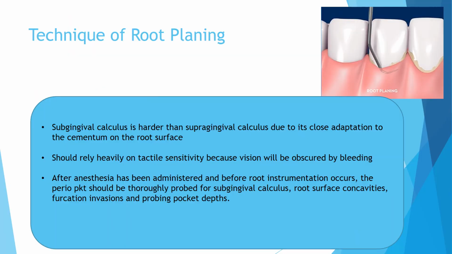So coming to the technique of root planing. As you know, subgingival calculus is harder than supragingival calculus due to its close adaptation to the cementum on the root surface. So we should rely heavily on tactile sensitivity because the vision will be obscured by bleeding. After anesthesia has been administered and before root instrumentation occurs, the periodontal pocket should be thoroughly probed for subgingival calculus and for any root surface concavities, developmental grooves, palatogingival grooves, any furcation invasions, and probing pocket tips.